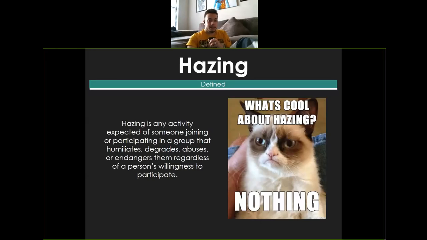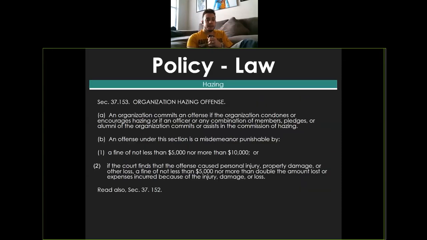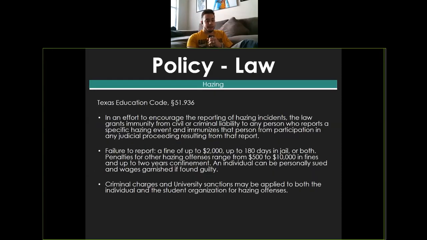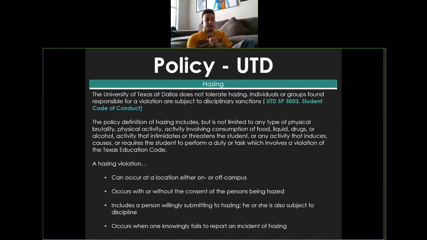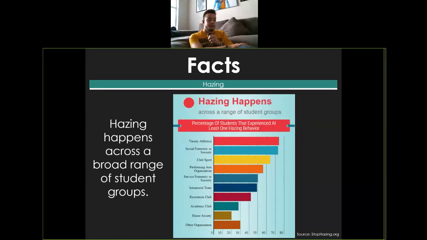Hazing. Hazing is the humiliation, degrading, abusing, or endangering of any individual, even if they are willing to participate in the activity. It is illegal federally, through state, and as well as UTD policy. Hazing is not how we normally perceive it in TV and movies and shows, by it being through sports or Greek life, but it can also be in small recreational clubs, performing arts, as well as honor societies.